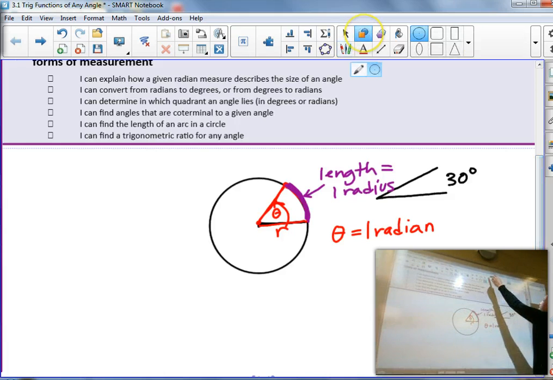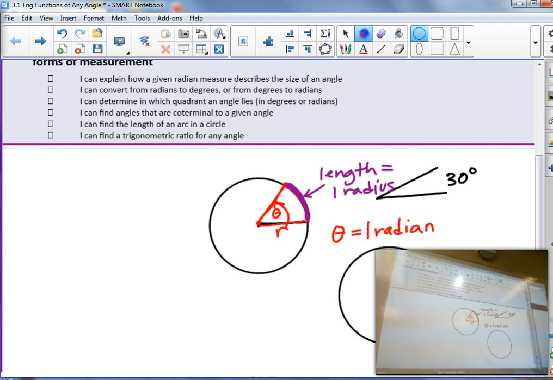So is radius or radian like a unit? It is exactly a unit, yes.